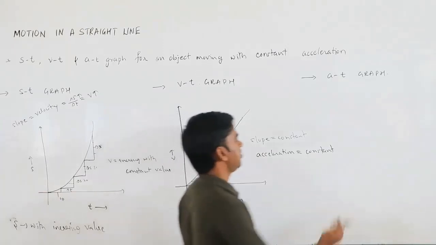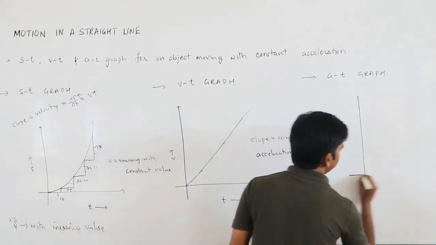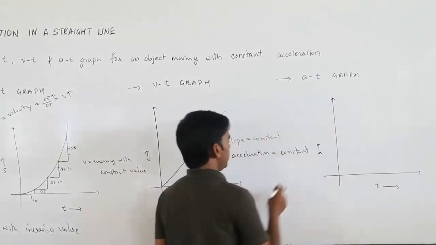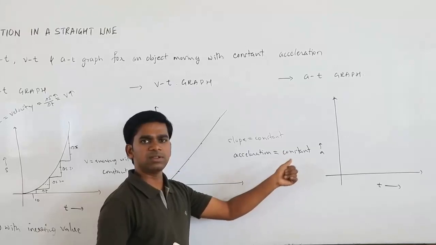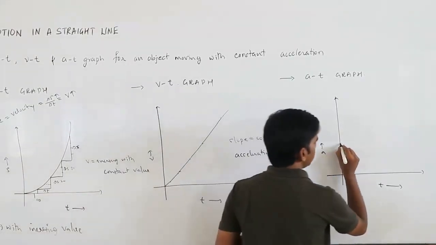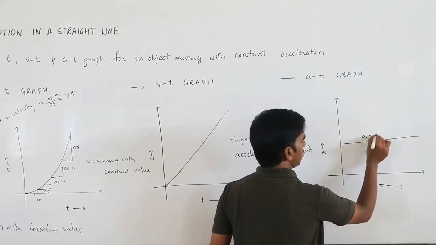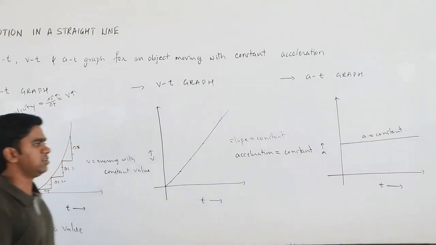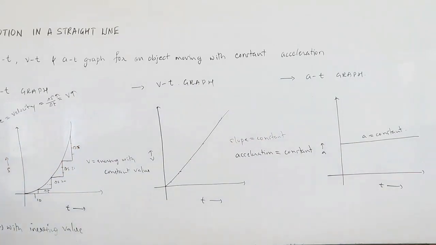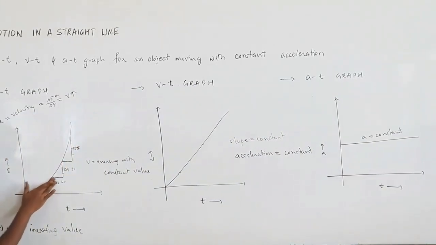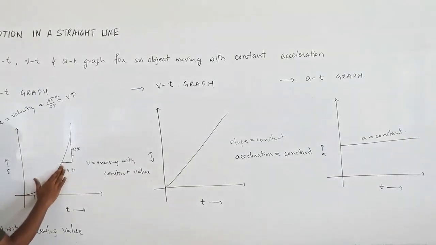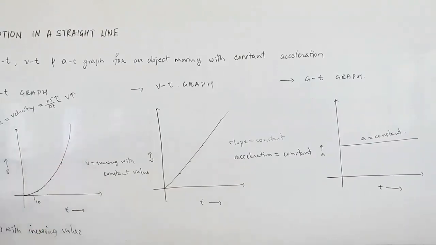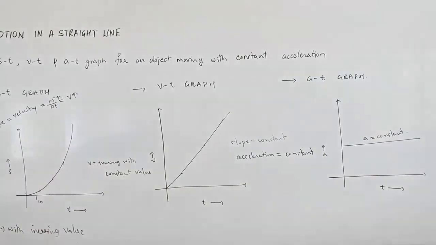So what about the acceleration-time graph? Time is along the x-axis, acceleration along the y-axis. We already got that acceleration is constant. So it may be some 10, 20, whatever. So A is some constant, so the line is parallel to the time axis or x-axis. These are the graphs for an object moving with constant acceleration. Remember all three graphs. Very important.